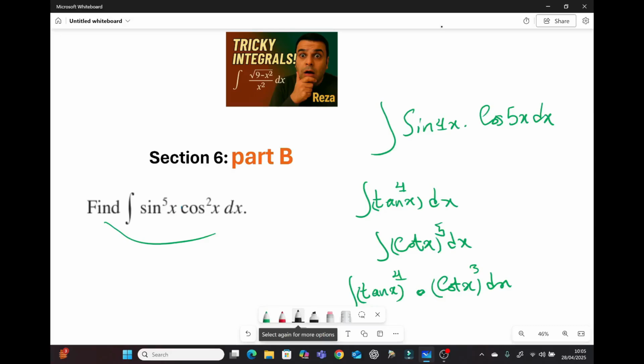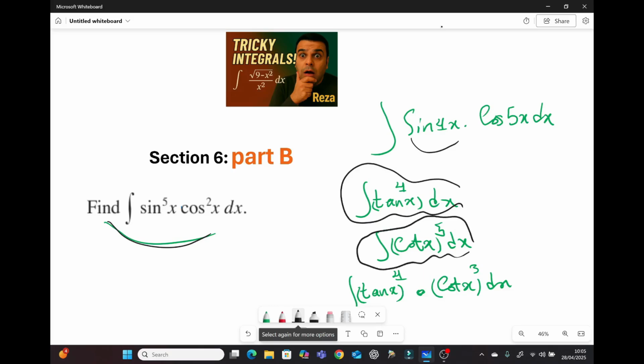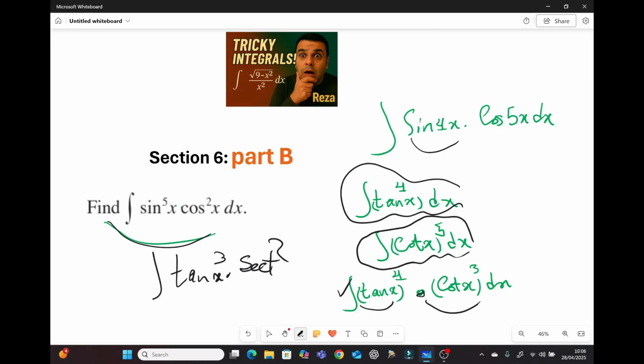In this section we're going to discuss integrals like the integral of sine power 5 multiplied by cosine power 2, or the integral of sine 4x times cosine 5x, or the integral of tangent x with power 4 or cotangent x with power 5, or tangent x power 4 multiplied by cotangent x with power 3, or tangent x power 3 times secant power 2. This is the integration I'm going to discuss. Without any further ado, let's get started.